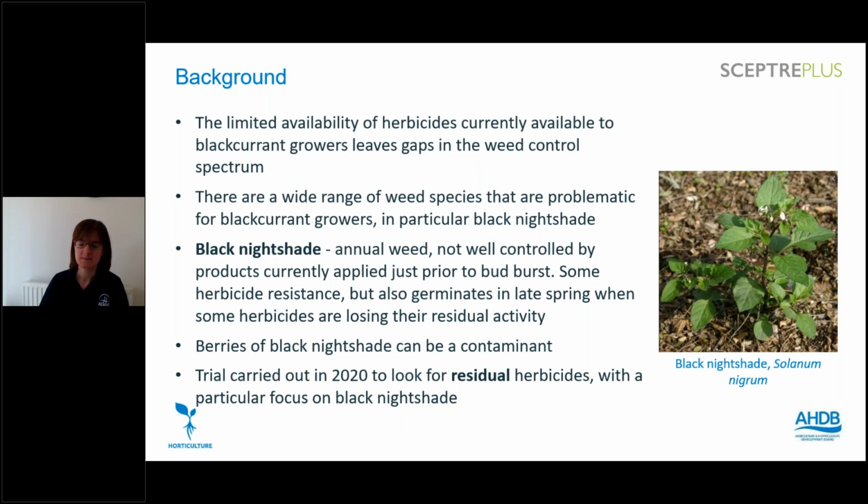So this piece of work in 2020 was looking for residual herbicides which are effective and crop safe, but we also wanted to put some particular focus on black nightshade control and see if there were any products that stood out as really being good at controlling that weed.